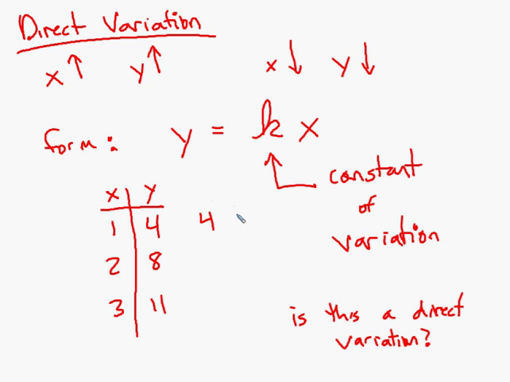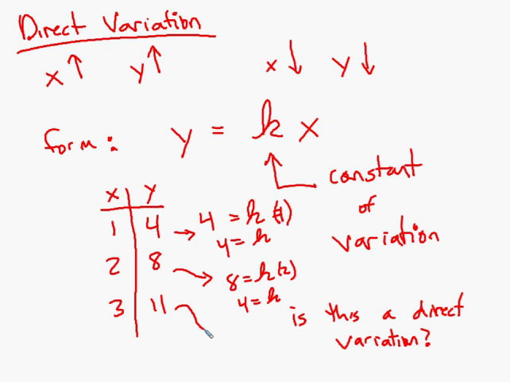So 4 for y equals kx. X is 1. So that would mean if I solve that, k equals 4. So that's this one. This one, y equals 8, k, and 2. Divide both sides by 2 and I get k equals 4 again. And then I test the last one. Y equals 11, k, and 3. If I divide by 3, I get 11 thirds. Well, that's not 4. So no, this is not a direct variation, because when I solved for k on all of those, I did not get the same thing.